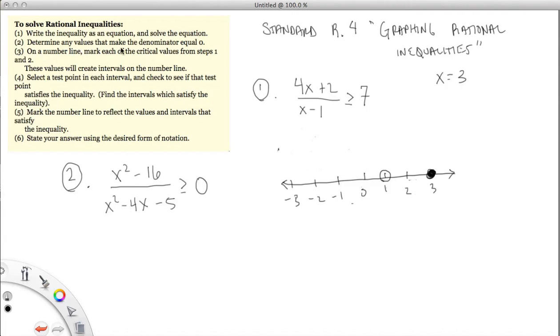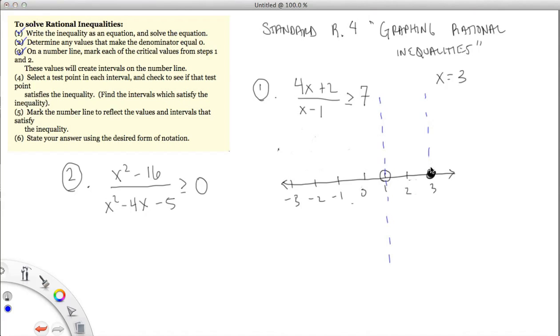So on the number line, mark each of the critical points, steps 1 and 2, so that's what I've done there. Let me make some beautiful check marks here as I cross these off. So I've done that, done that, done that. My next step is select a test point in each interval. Now to help me visually see this a little better, I'm going to draw some beautiful blue little lines here.